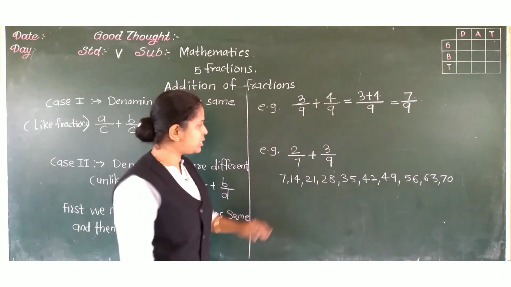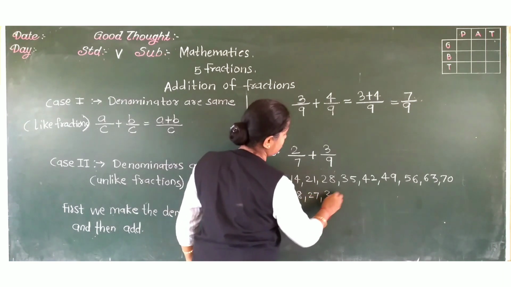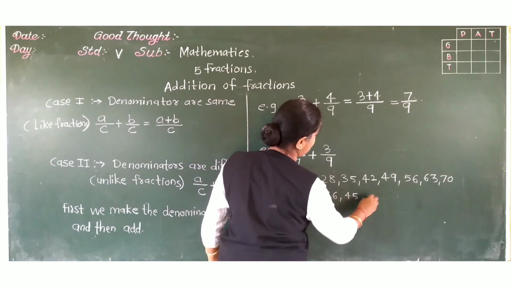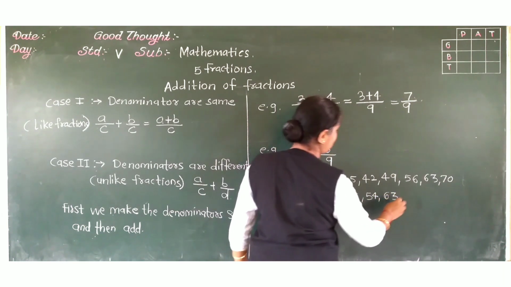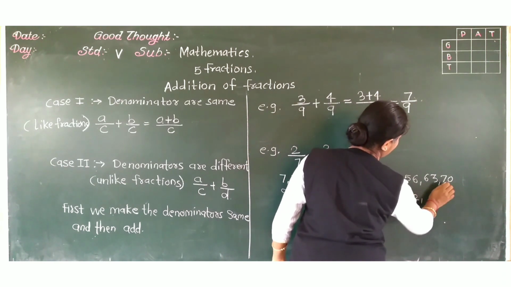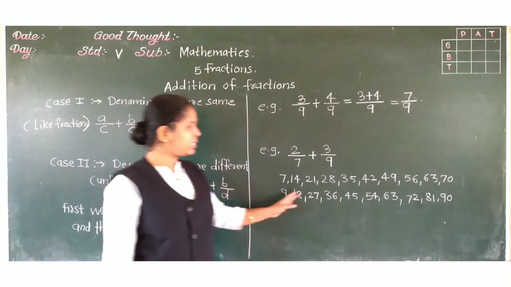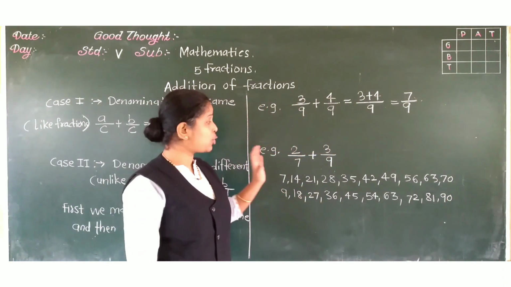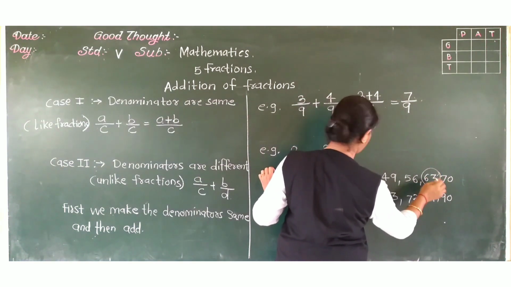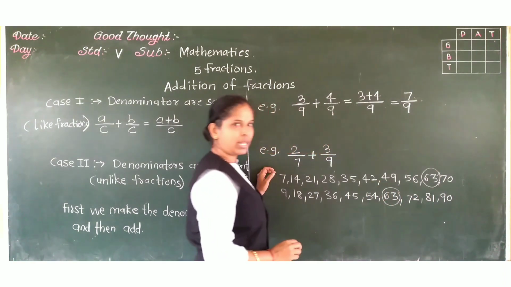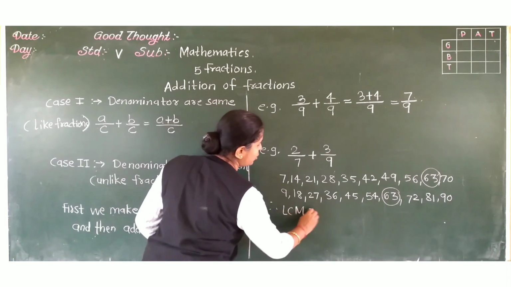This is 7's table and 9's table. So which is the least common multiple? What is common here? See, 63 and 63. Correct? So when we get 63, therefore LCM is equal to 63.